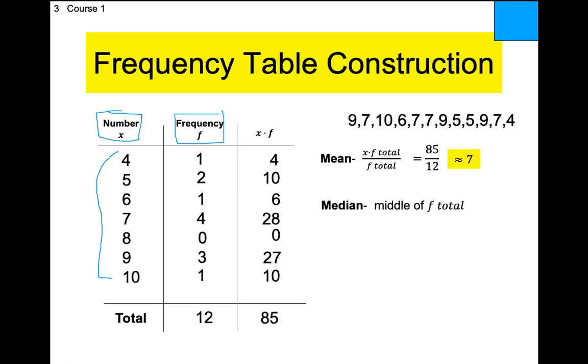Not for median, we don't. But I was just wondering, because on the homework it only gives us the X and F I column. Guess what you have to make? Make the X times F. You got it. Okay.